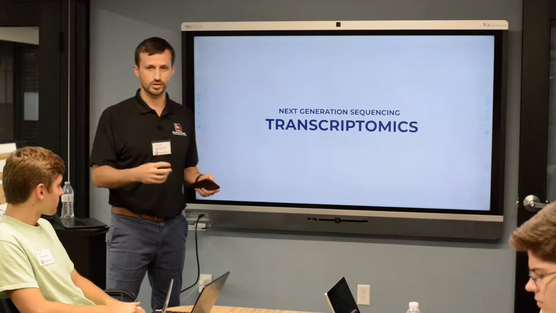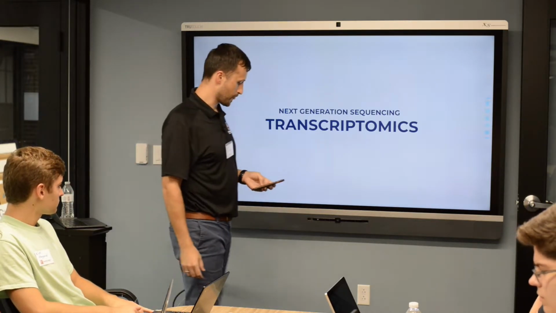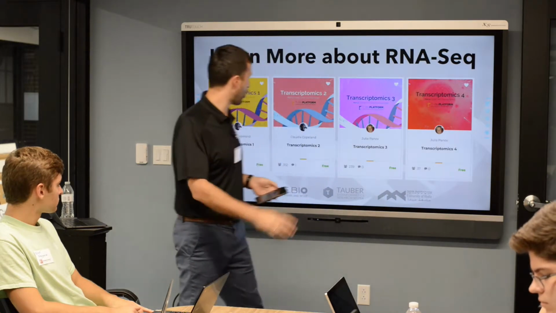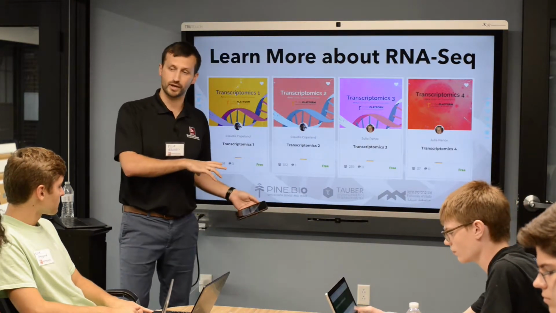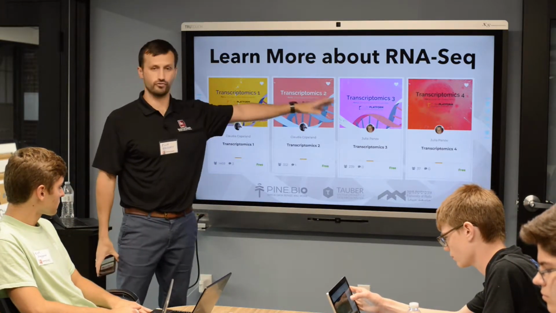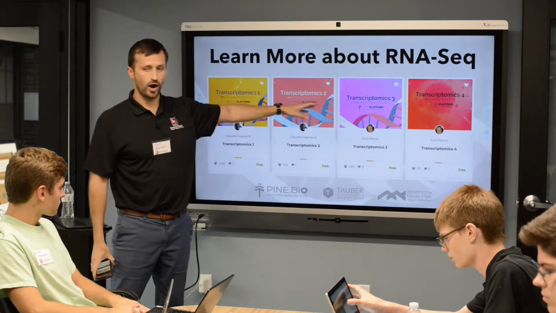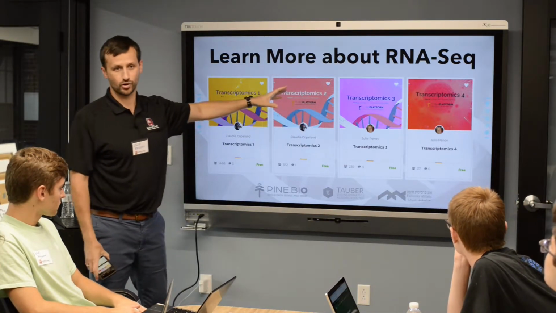So let's talk about transcriptomics itself, RNA-seq. How can we use next-generation sequencing? And we'll talk about it in the context of these different things. If you want to learn about transcriptomics, this is what we're going to be covering in the pilot. You can go from transcriptomics 1 to 2 to 3 to 4. Three are required, 4 is optional. Four deals with single-cell RNA-seq. You don't have to go that far.